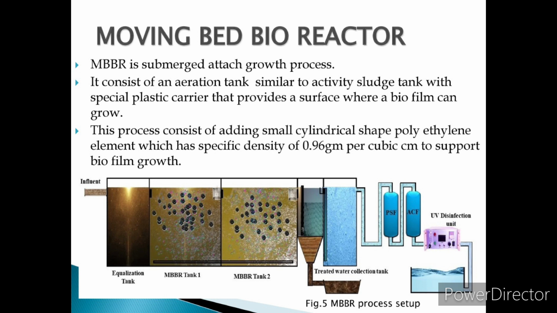The first one is moving bed bioreactor. This is a submerged attached growth process. It consists of an aeration tank similar to an activated sludge tank with a special plastic carrier that provides a surface where a biofilm can grow. This process consists of adding small cylindrical shaped polyethylene elements which have a specific density of 0.96 gram per cubic centimeter to support the biofilm growth.